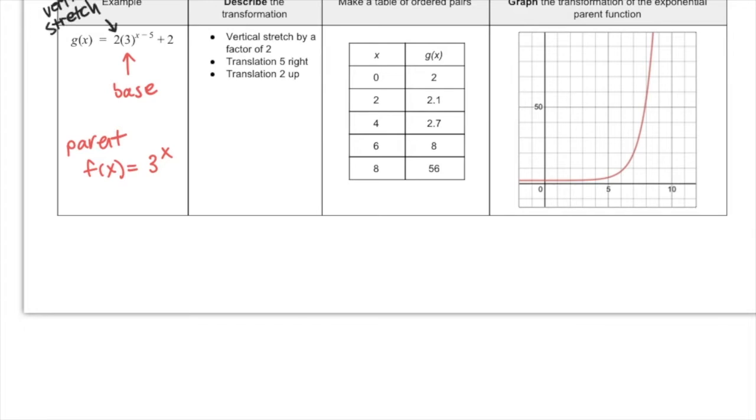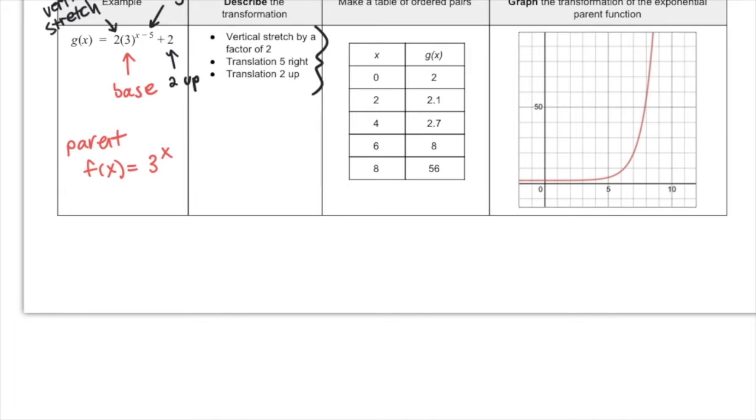So how have we changed that parent function here? Well, this first 2 is going to give us a vertical stretch by a factor of 2. When we subtract 5 here, that actually moves us 5 right. That's a translation. And when we add 2 at the end, that is a translation 2 up. So that's what we have right here. And you can tell that just by looking at your function.